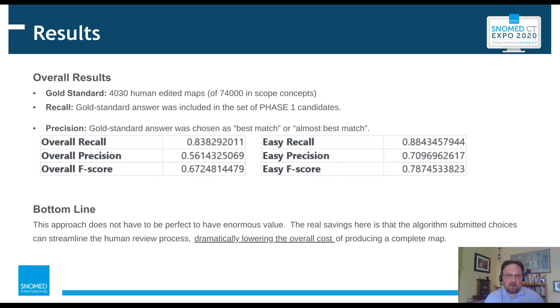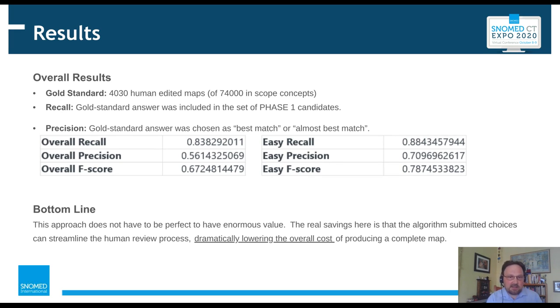Okay, so just a quick overall results. This is from about a week ago. We're still working on this and continue to tune it. But recall is our ability to predict the gold answer in the set of candidates, and precision is our ability to get the right answer. So for the easy set, we have higher scores overall, and we're pushing these above 90, and precision also as high as we can get it, ideally above 90.